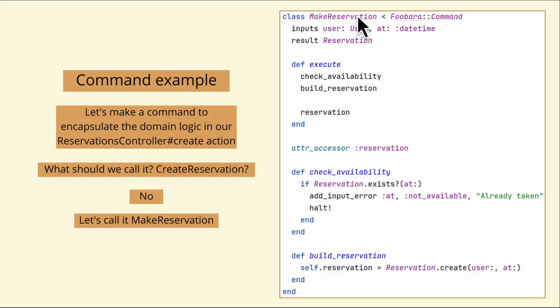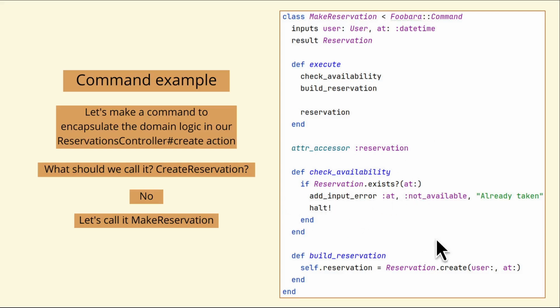But let's take a look at the command. So here we have our make reservation command. It has inputs, which are typed. It has a result, which is typed. We have an execute method, which is an opportunity to write a self-documenting algorithm of what is expected when this command is run. We have some runtime context, in this case, a reservation entity.